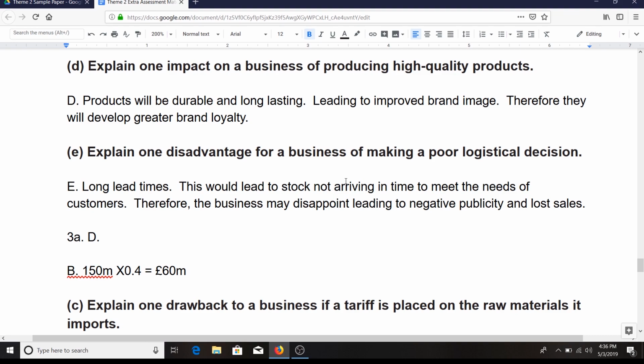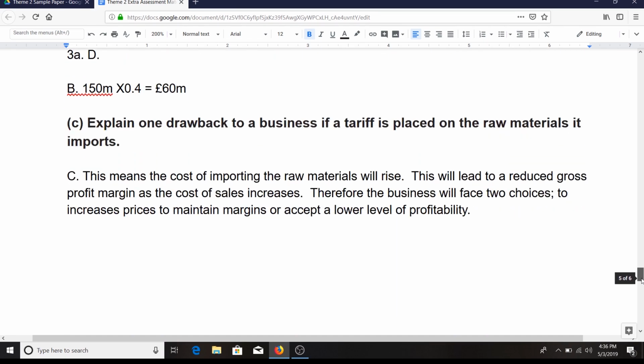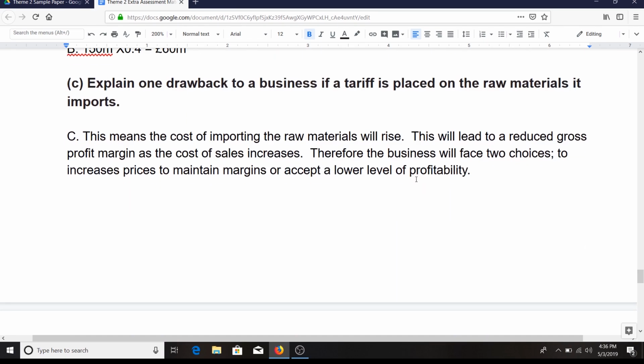So logistics, all about getting products from A to B or supplies from A to B. Long lead times, difference between ordering and receiving products. This would lead to stock not arriving in time to meet the needs of customers. Therefore, the business may disappoint customers, leading to negative publicity. Yeah, lovely. Okay, explain one drawback to a business if a tariff is placed on raw materials at imports.